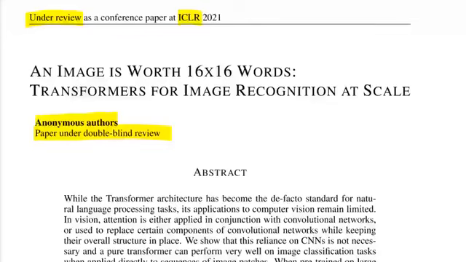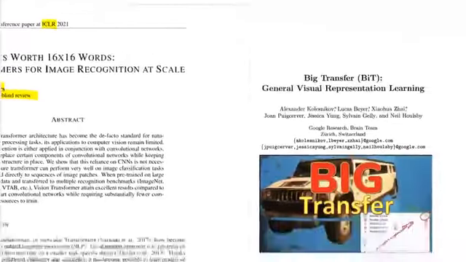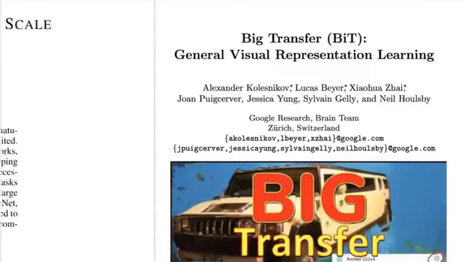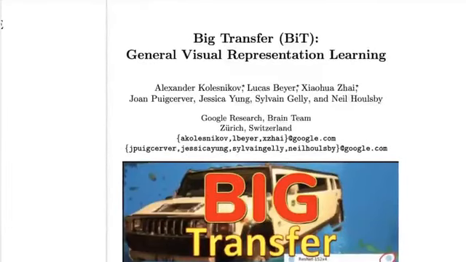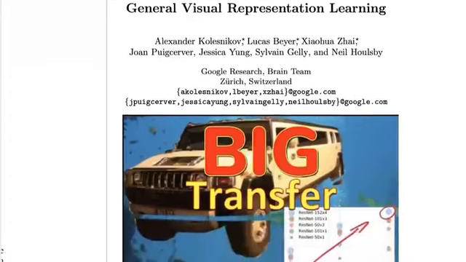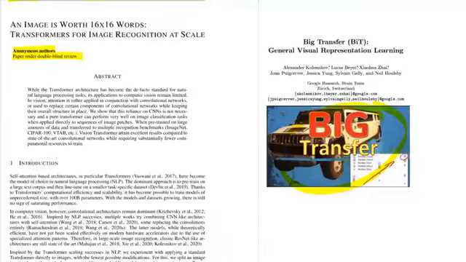Now, out of pure randomness, I just happen to have this in my Control-C, Control-V memory. I just pasted this here. I don't know why, but this is this other paper called Big Transfer: General Visual Representation Learning by Alexander Kolesnikov, Lucas Beyer, Xiaohua Zhai, and others of Google Research. I've actually made a video about this, so if you're interested, totally not related at all.